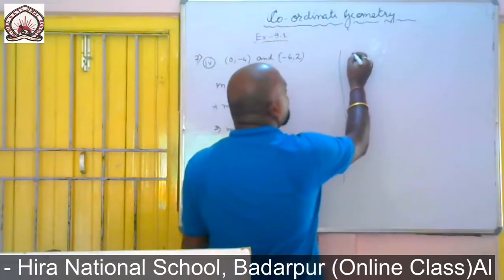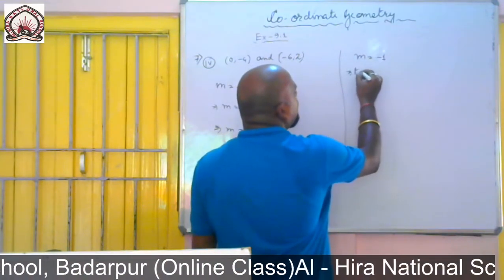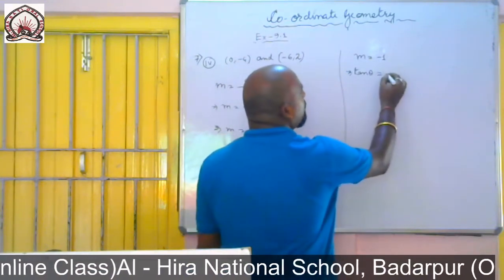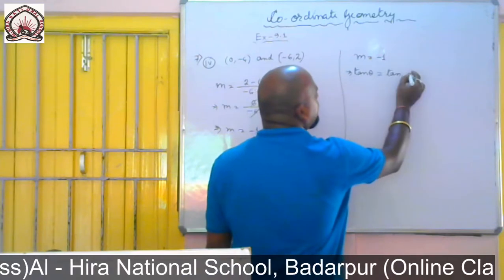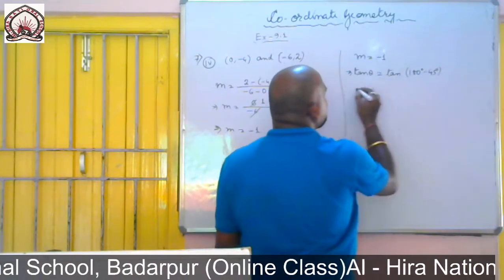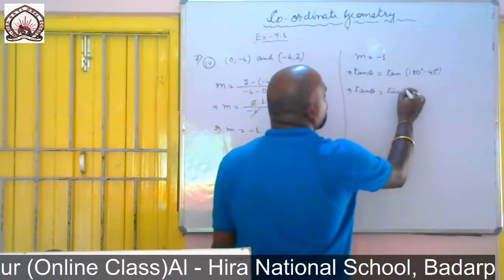Now for inclination, m equal to minus 1. So tan of the angle theta, we know m equal to tan theta, then tan of the angle theta equals tan of 180 minus 45 degree, that is, tan 45 degree.